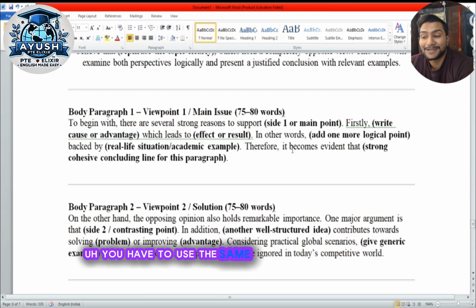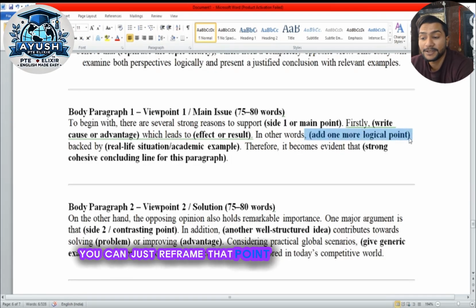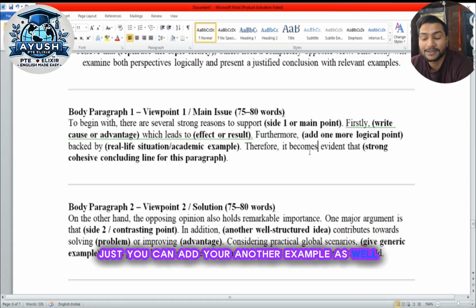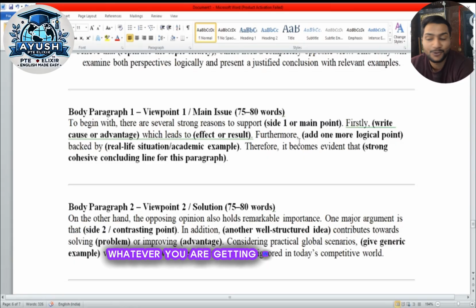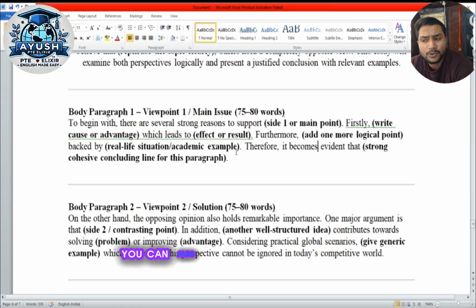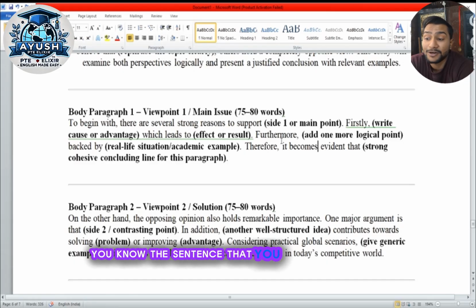You have to use the same language, I mean English, but just explain it in other words. You can just rephrase that point if you want, otherwise you can add another example or another point, whatever you are getting in your brain, right? So furthermore, add one more logical point that is backed by real life situations or academic examples. You can also give an example over here, just like I gave you in my previous video. So it should be related with the particular sentence that you are talking about.